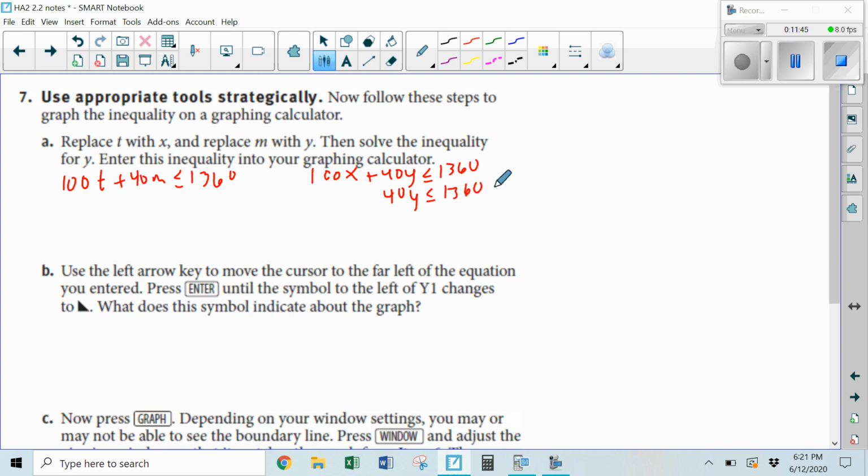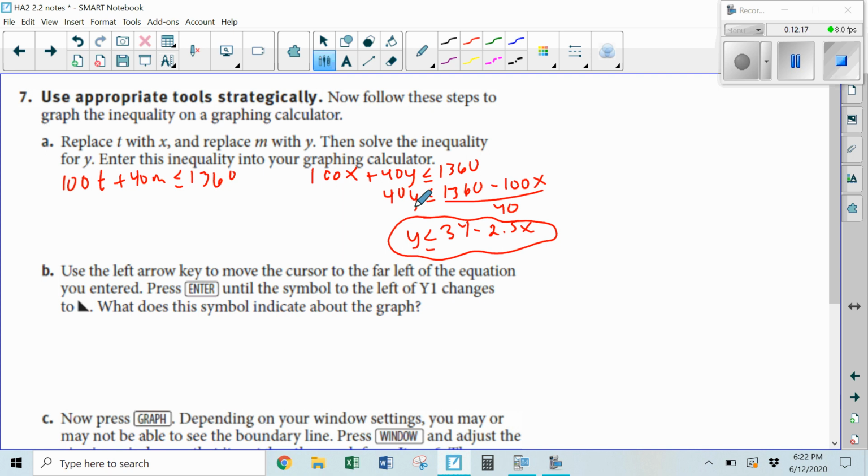So you're going to subtract 100x on each side. And now you're going to divide by 40. Sorry, not 4. So this is not my answer, but this is getting it solved for y.